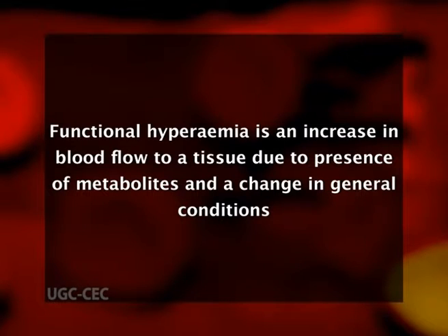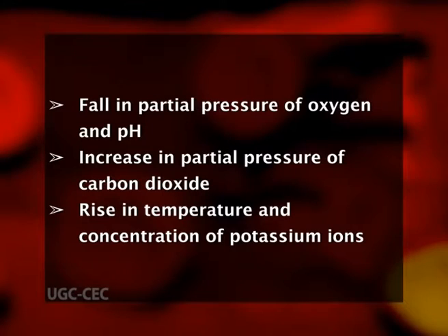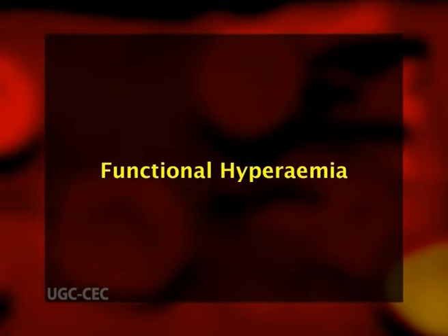Functional hyperemia is an increase in blood flow to a tissue due to the presence of metabolites and a change in general conditions. When the tissue increases activity, there is a well-characterized fall in the partial pressure of oxygen and pH, an increase in partial pressure of carbon dioxide, and a rise in temperature and the concentration of potassium ions. The mechanism for vasodilation is unclear, but it may have something to do with the opening of precapillary sphincters. Coming to functional hyperemia.